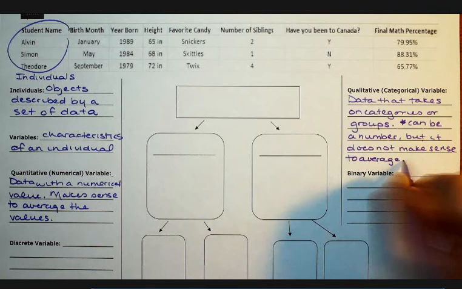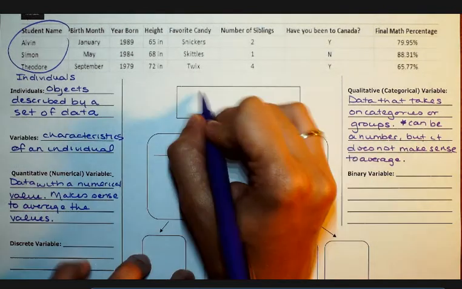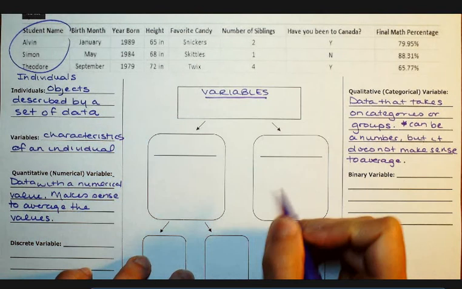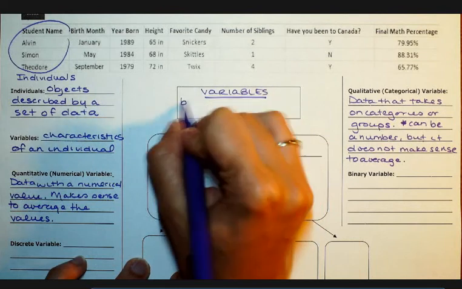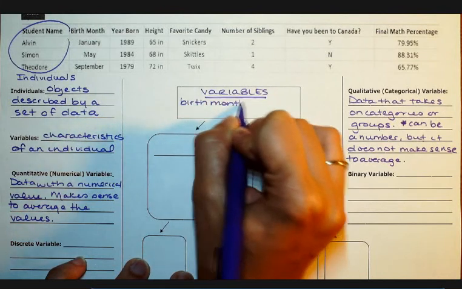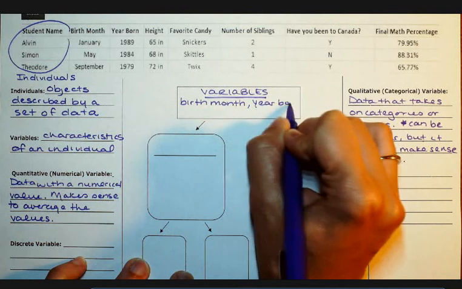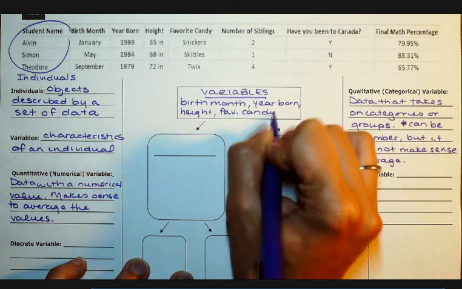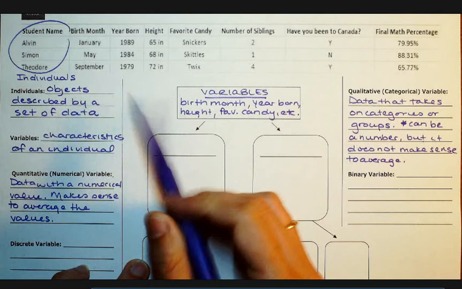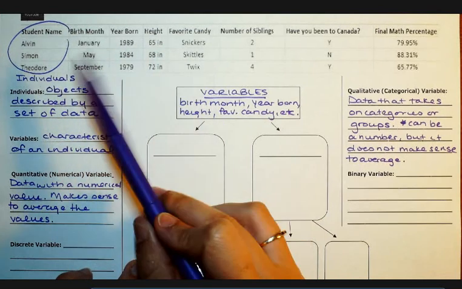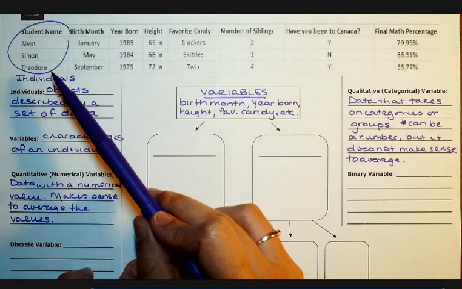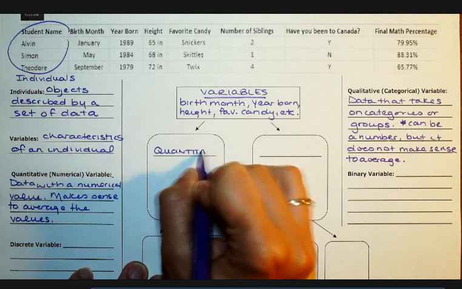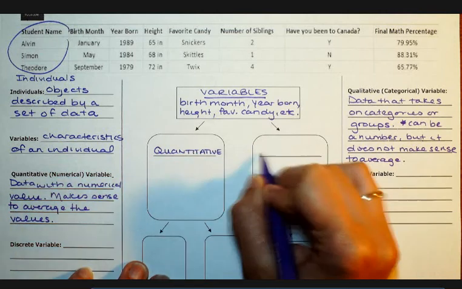Alright, so let's look at our table so far. We know that this table consists of variables. The variables in this table we can see are birth month, year born, height, favorite candy, etc. All of these headings up here are variables, with the exception of the first one because they are the individuals. All of these variables describe the three individuals shown. We know that the variables can be broken up into two groups. We've got our quantitative data and our categorical or our qualitative.